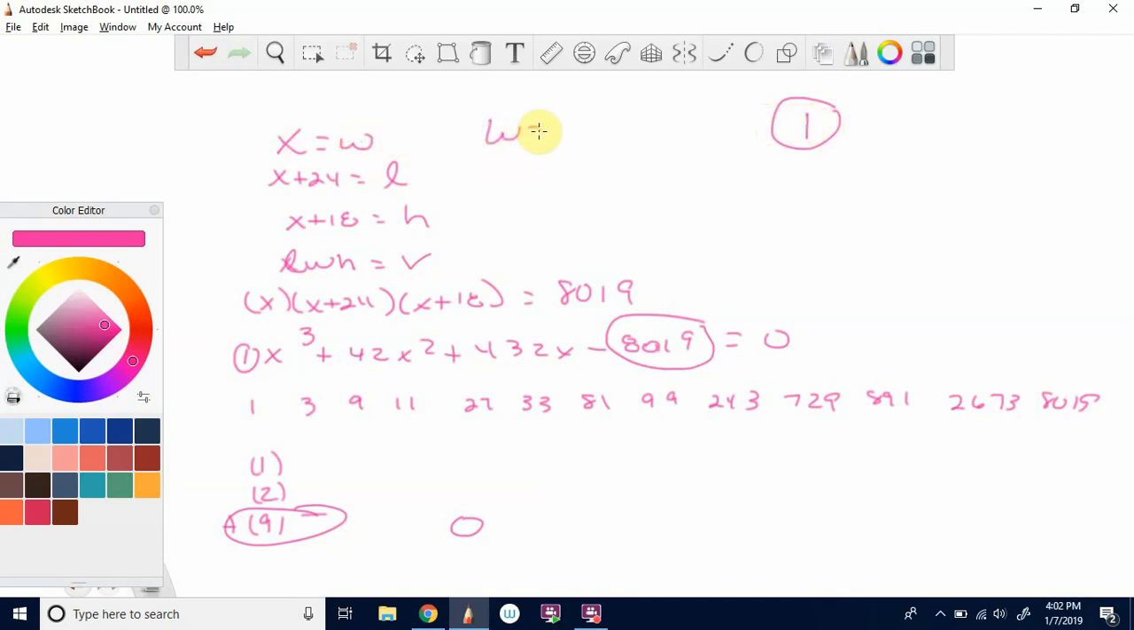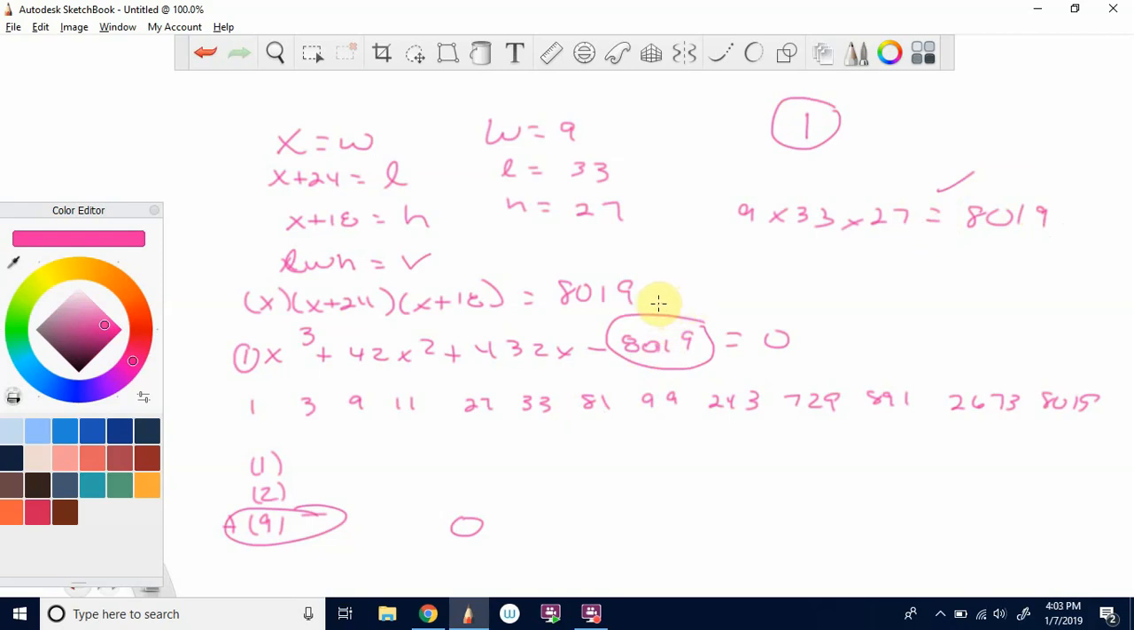So we have w equals 9. And the length is 9 plus 24, which is 33. And then the height is 9 plus 18, which is equal to 27. So I have 9 by 33 by 27. If you multiply it out, you get 8,019, and we checked it off. Now, I'm not going to give you anything this difficult with this kind of factors. They're going to be better numbers than this.